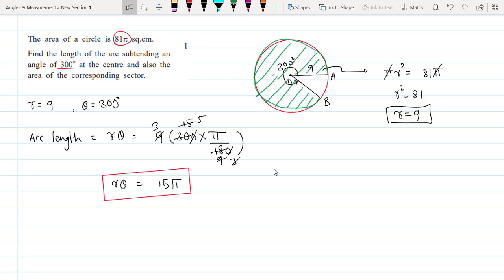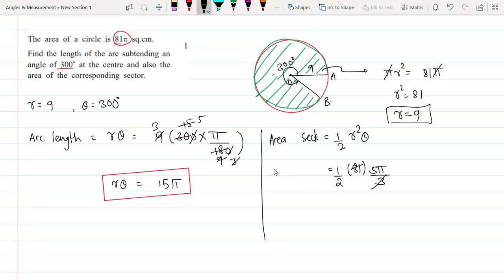So here only I will do the area of the sector, which is nothing but 1 by 2 r square theta, which is nothing but 1 by 2, r square is nothing but 81, into theta, how much? It's nothing but 5 pi by 3. So this cancels by 3: three nines are 27. Okay, so this is nothing but 135 by 2 pi. So this is nothing but the area of the sector.